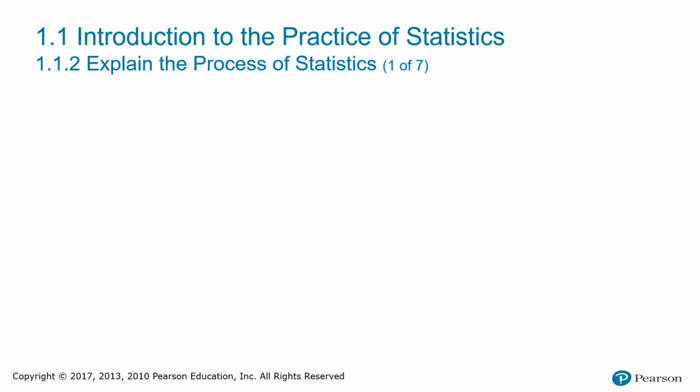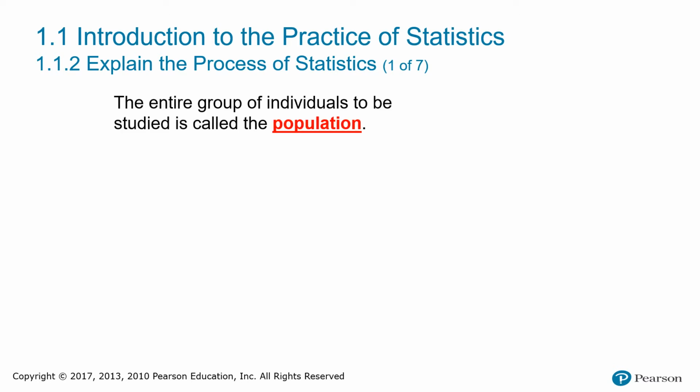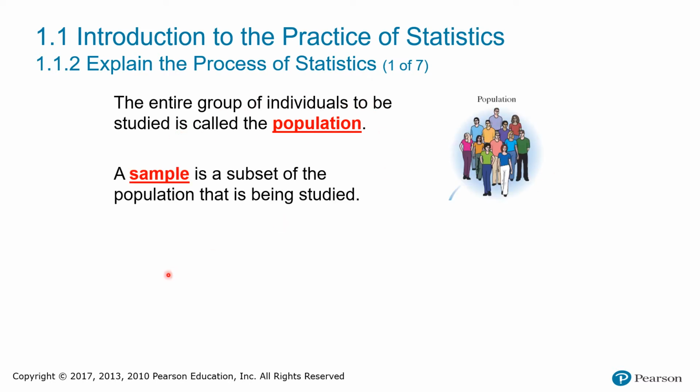So in section 1.1, we are introduced to the practice of statistics and the process of statistics. One really important concept that we need to understand is the difference between a population and a sample. If we're talking about an entire group of individuals, that group of individuals to be studied is called the population. When we take a subset of that population, that's our sample. So our population is the big group from which we pull our sample.